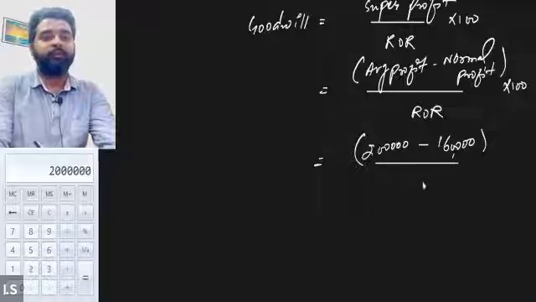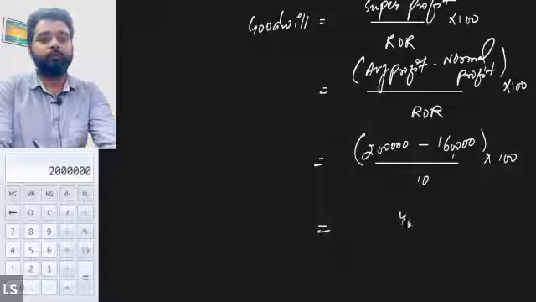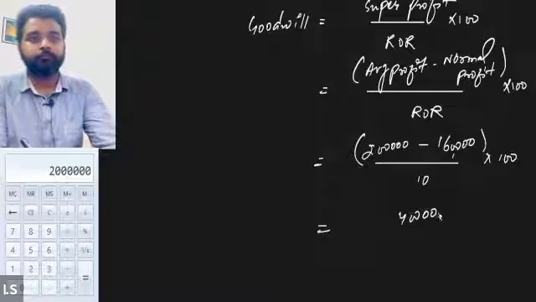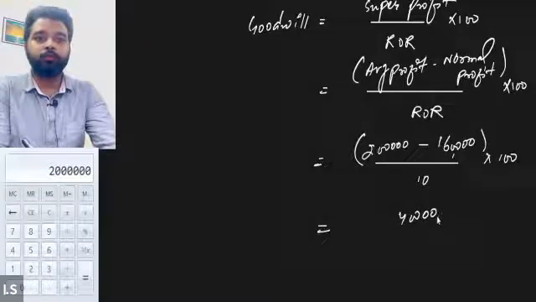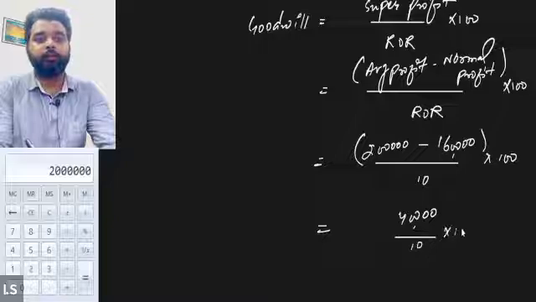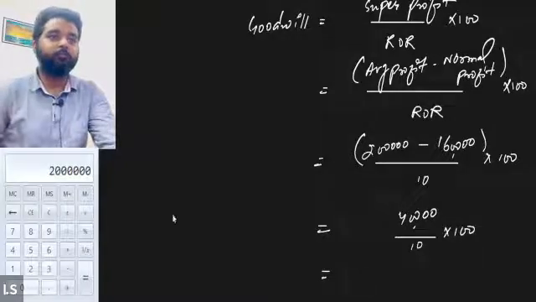Then we will divide it by the rate of return, which is 10%, that is 10 into 100. So this will be 40,000 divided by 10 into 100. Because we are getting different answers now by both the methods.